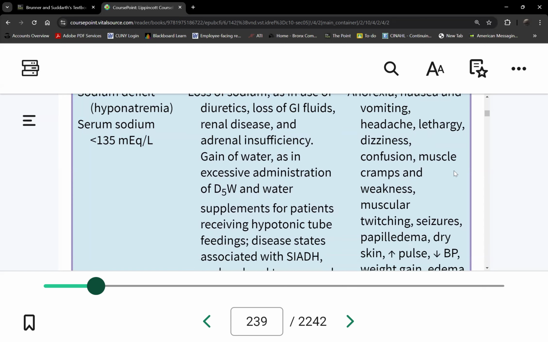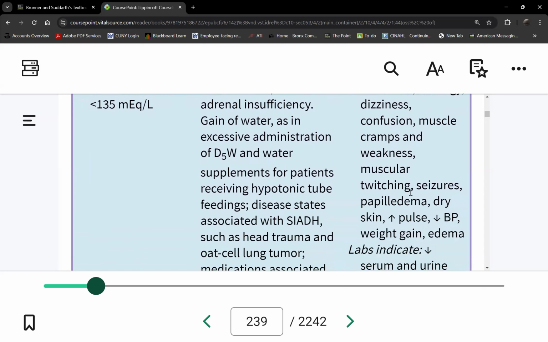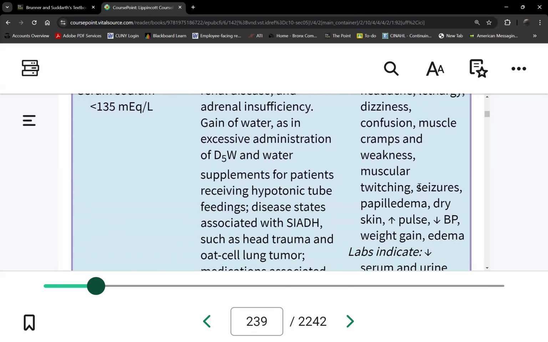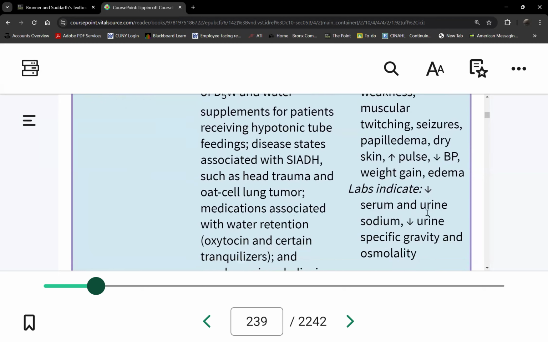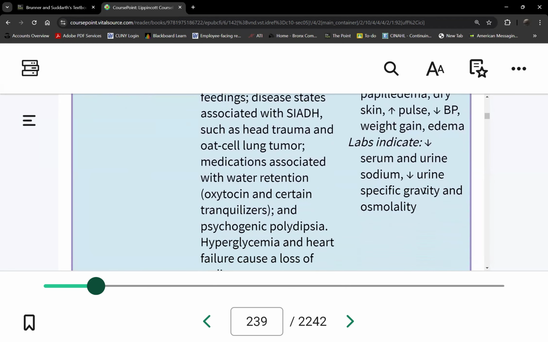Let's go to your skeletal muscles. What happens to the skeletal muscles with low sodium? Okay, cramps, weakness, muscle twitching. The seizures here are part of cerebral edema as well. Because of cerebral edema, your brain cells are swollen, so what happens to intracranial pressure? It increases. Can that trigger seizures? Yes. And of course, this is your lab findings.